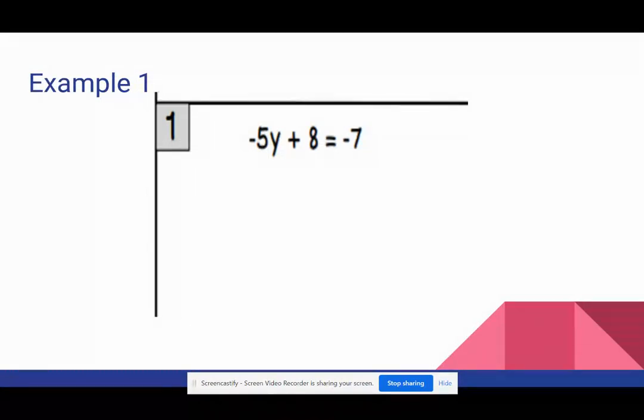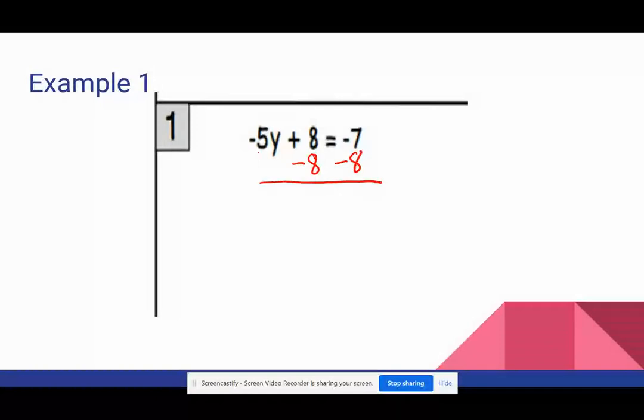All right, first example. Negative 5y plus 8 equals negative 7. We find the side that has the variable. The variable is y. It's right here. We have to undo any addition or subtraction. Remember, this is a negative 5. That doesn't mean subtraction. That just means negative. It's actually a coefficient. Right here is what we're going to undo first, this plus 8. So we're going to subtract 8 from both sides.